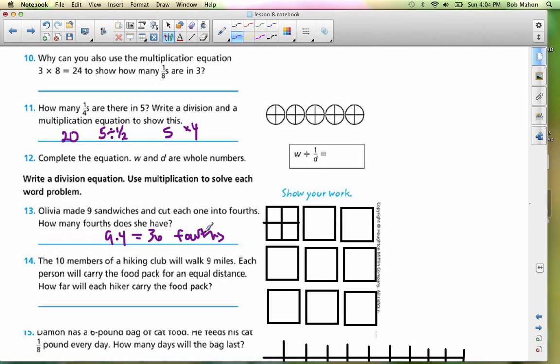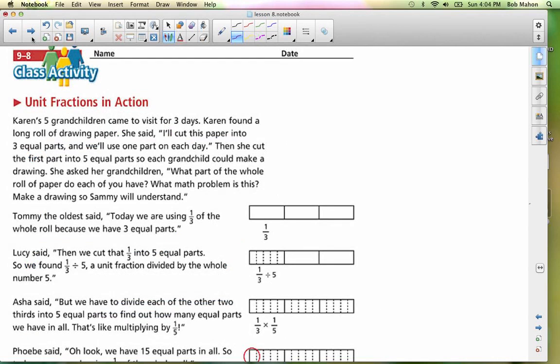Okay, I'm going to go ahead and go forward onto the next page. Karen's 5 grandchildren came to visit for 3 days. Karen found a long roll of drawing paper. She said, I'll cut this paper into 3 equal parts and we'll use 1 part per day. She cut the first part into 5 equal parts so each grandchild could make a drawing. She asked her grandchildren, what part of a whole paper do you have?